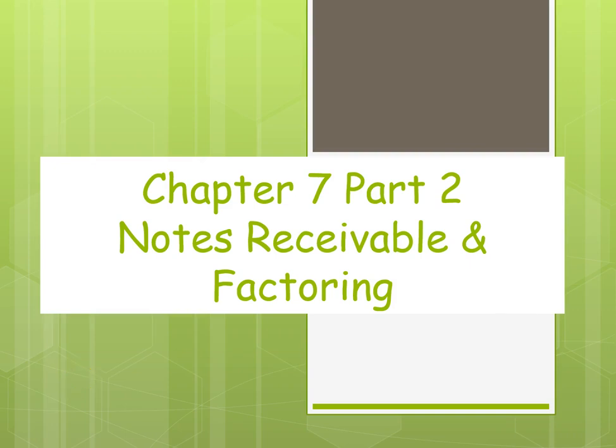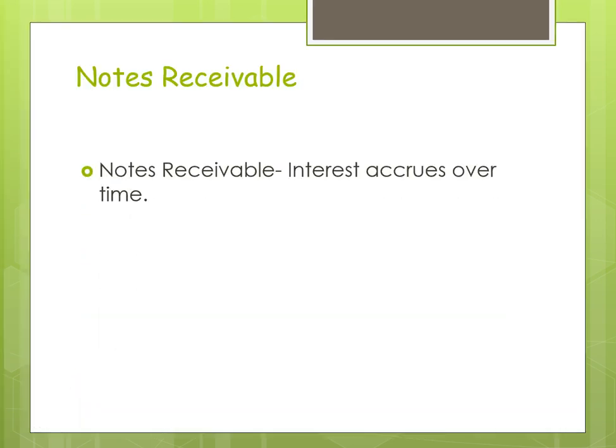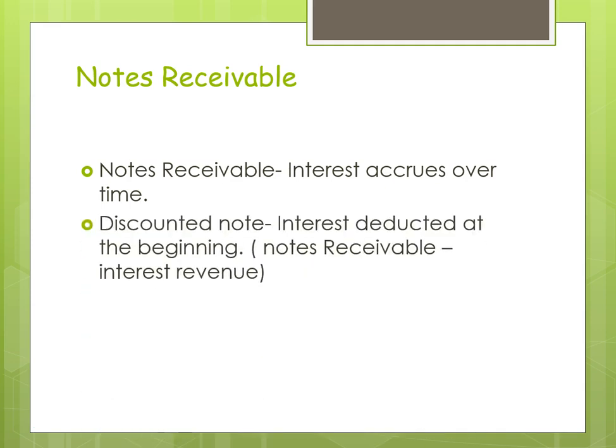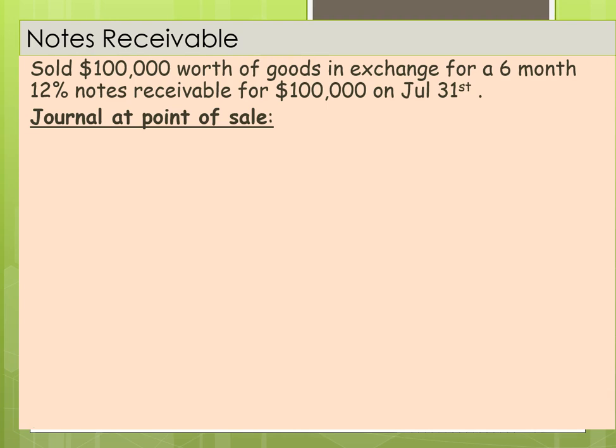Part 2, Chapter 7, and now what we're going to look at is notes receivable and factoring. Notes receivable: interest accrues over time. A discounted note: the interest is deducted at the beginning. And a zero-interest note: interest is implied. So now let's look at examples of this.